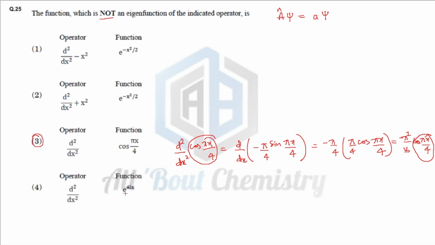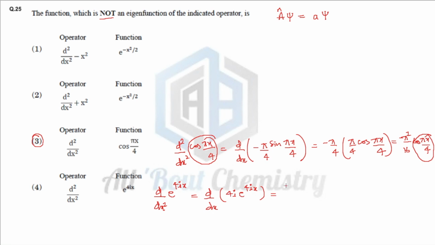Similarly, for every e to the power x kind of function, you will always get eigenfunctions. You can check that also. So d square by dx square on e to the power 4ix. If you solve this, when I differentiate once, the coefficient comes forward, so 4i will be the product, and e to the power 4ix will remain as it is, because the differentiation of e to the power x is e to the power x itself, right? So you get the same function like this.